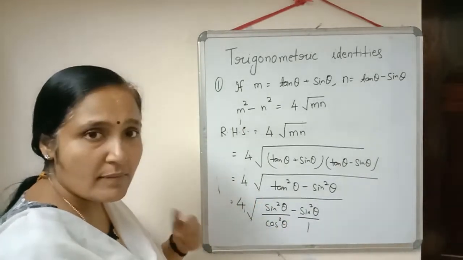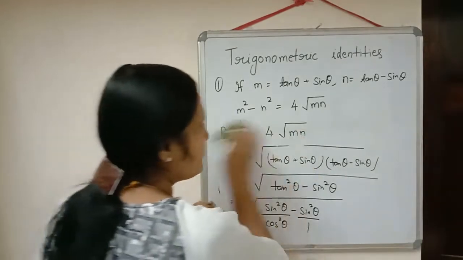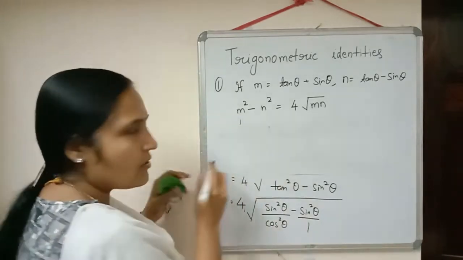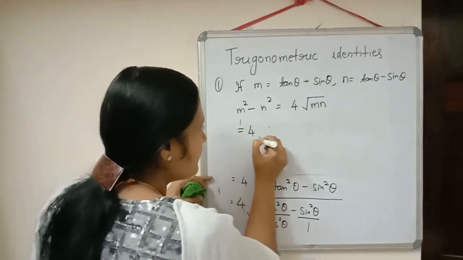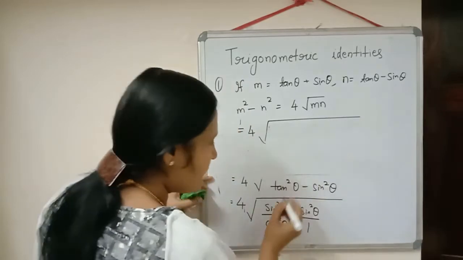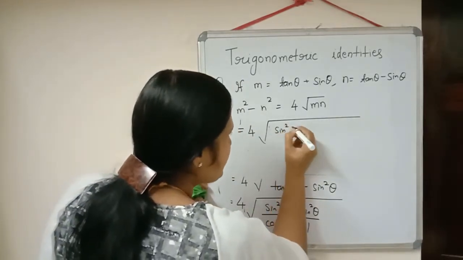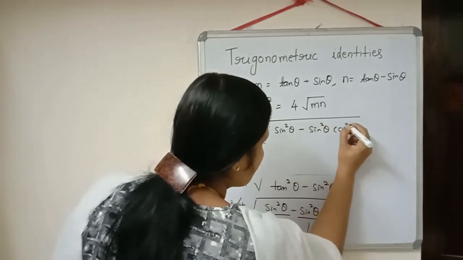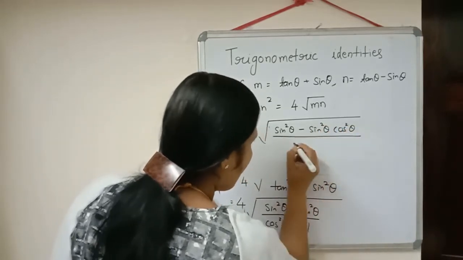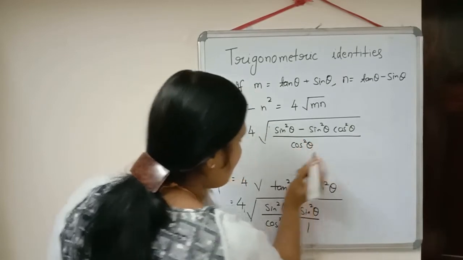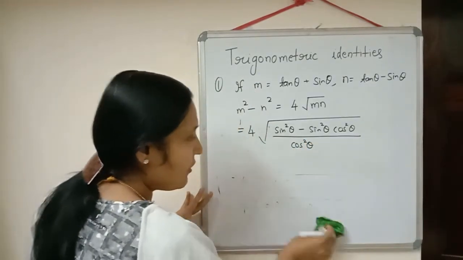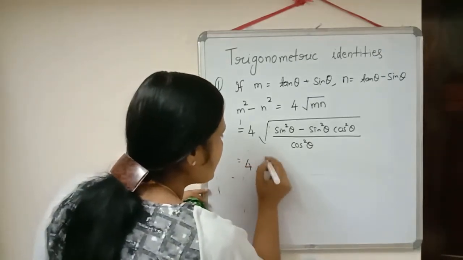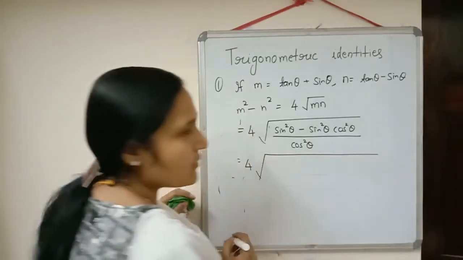Which one do you want? Cross multiplication. Okay. So first we can do the cross multiplication, and then if you want you can take the common factor outside. So 4 into square root of, inside the bracket it will come sine square theta minus sine square theta into cos square theta, whole divided by cos square theta. So you can check our denominator. Now we got a perfect square here, because cos square theta means it is cos theta the whole square.